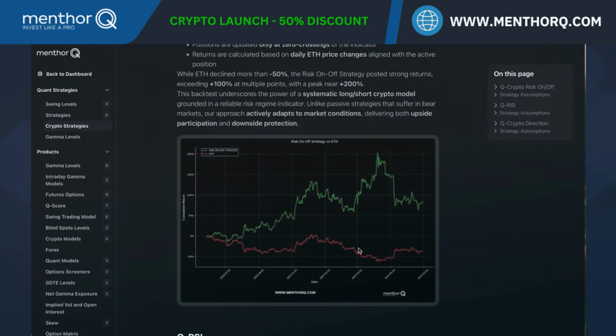So the red line is the Ethereum price over the past 6 months. The green line is the return of the strategy. So as you can see, it outperforms the simple buy and hold, and we also had a peak of around 200% return during this period here. And yeah, if you want, Dan, I can pass it back to you.